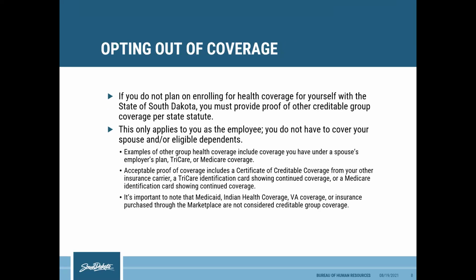If you do choose to opt out, examples of other group health coverage include coverage under an employee or a spouse's employer plan, TRICARE, or Medicare. Acceptable proof of coverage includes a certificate of credible coverage from your insurance carrier, a TRICARE identification card, or a Medicare card. It's important to note here that Medicaid, Indian health coverage, VA coverage, or insurance purchased through the marketplace are not considered credible group coverage.